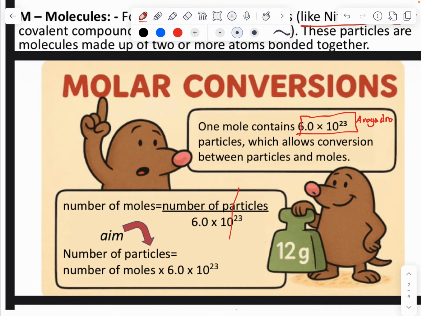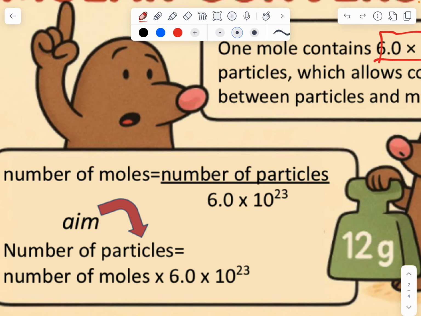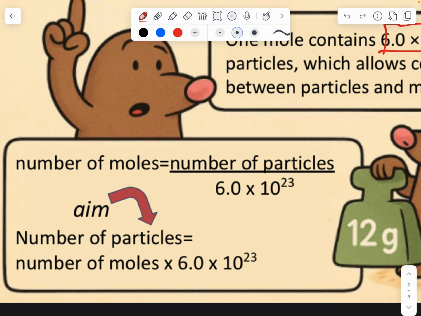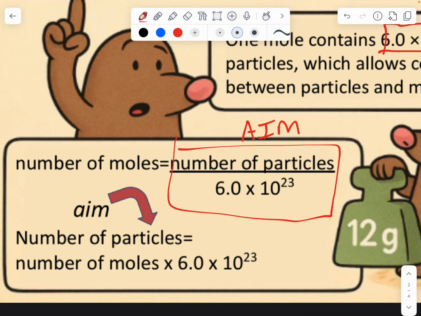So here's our formula. The formula that we're going to be using is the number of moles is equal to the number of particles divided by Avogadro's number. And remember that your number of particles is AIM: atoms, ions, and molecules.